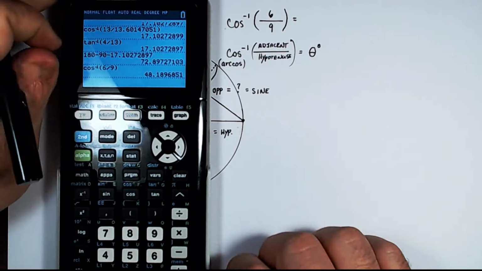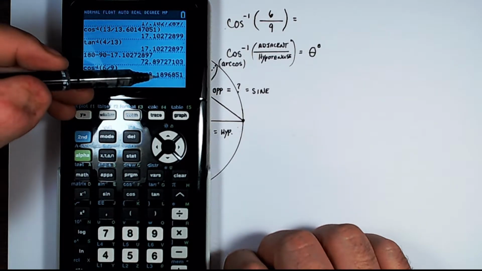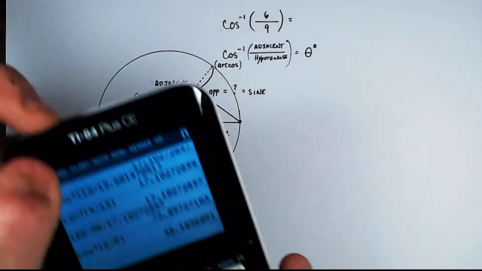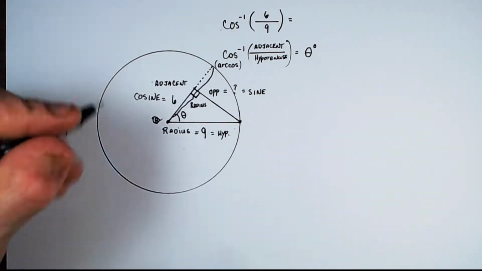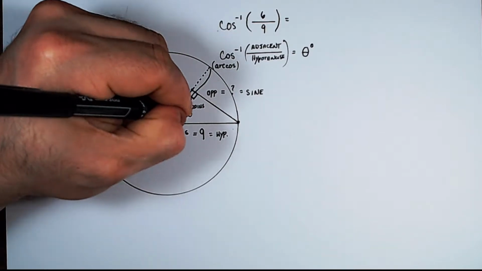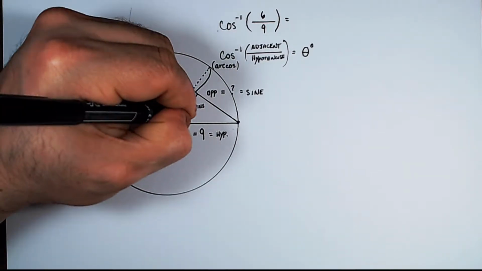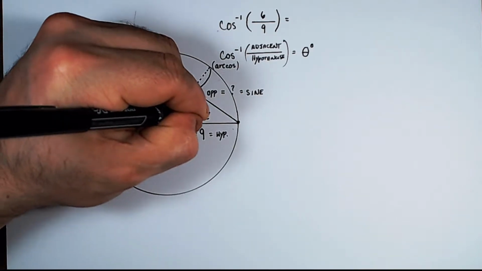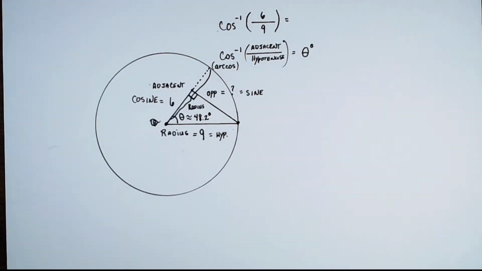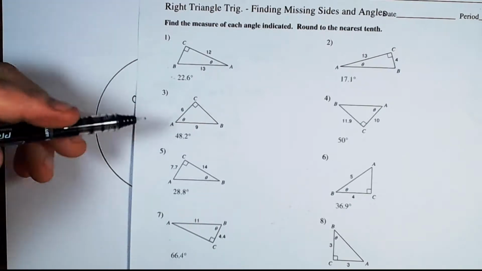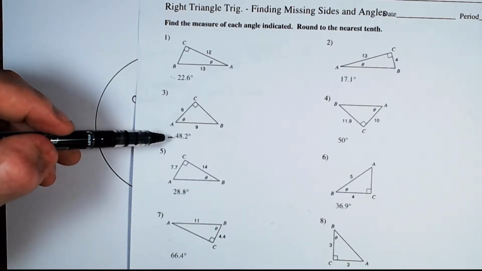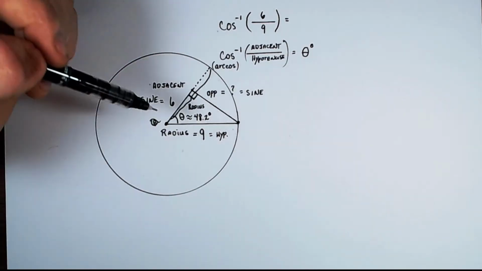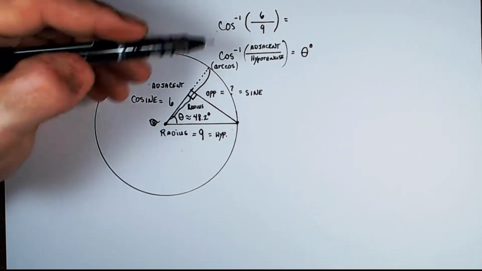Okay, if you round up on the hundredths place, 48.19. Or 48.2 if you want to round to the tenths place. So this equals approximately 48.2 degrees. That matches our answer key, right? We could have used the Pythagorean theorem to solve for this missing side.